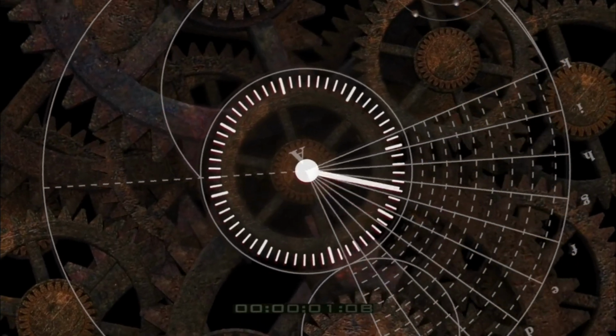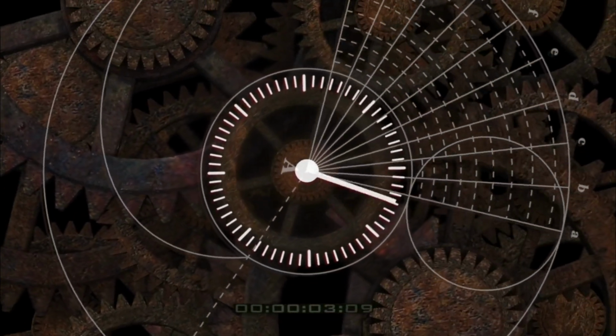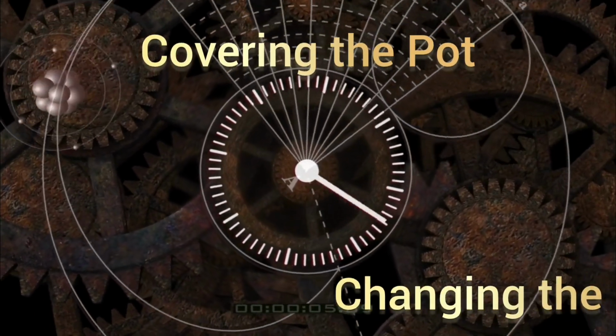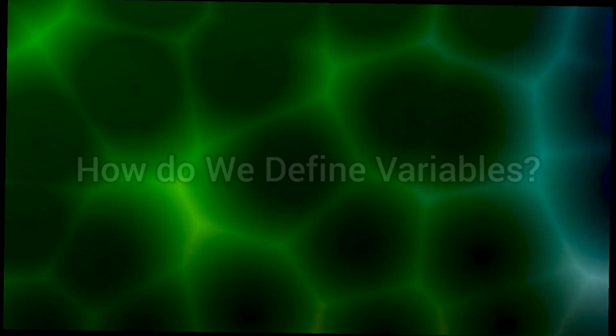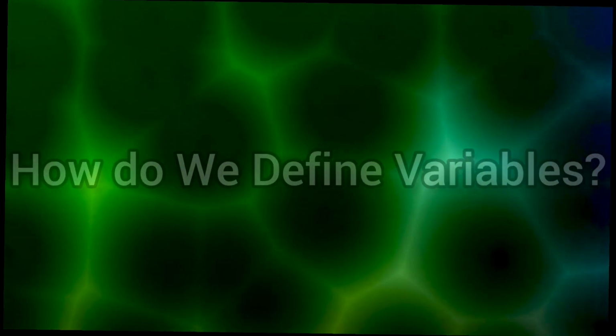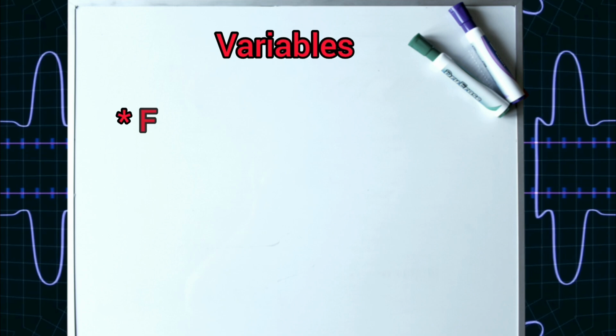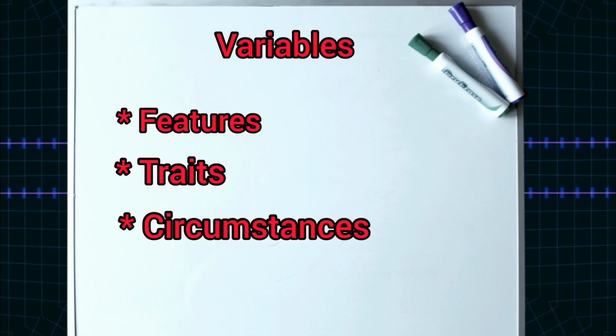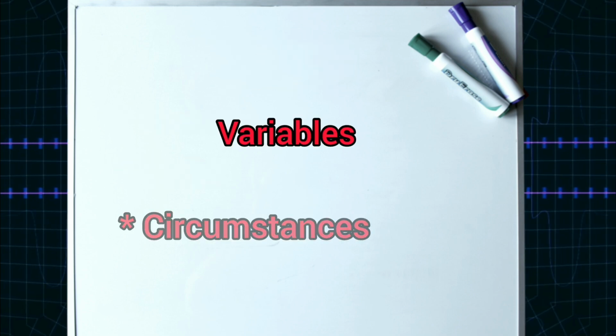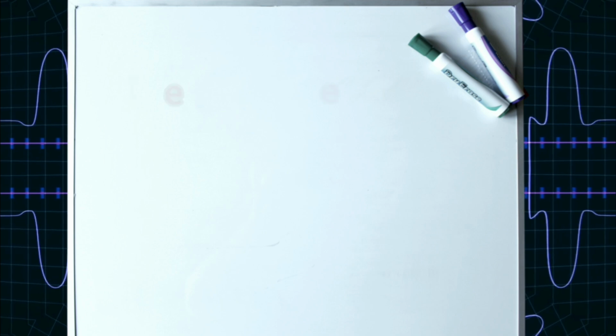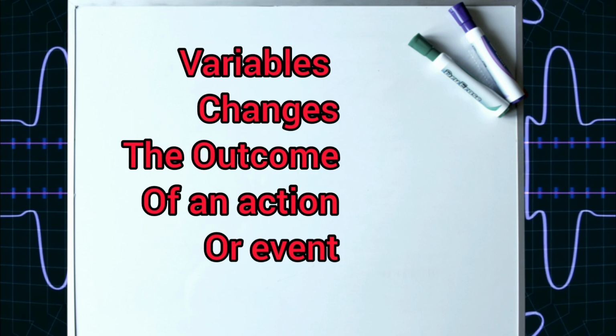So, what do we know from here? The time taken by water to boil changes with small things like covering the pot or changing the flame. Now, from here, we can say variables can change the result of any scientific experiment. So, how do we define variables in terms of a scientific experiment? Variables are the features, traits, or circumstances that are taken into account during an experiment. From here, we know variables change the outcome of the action or events.